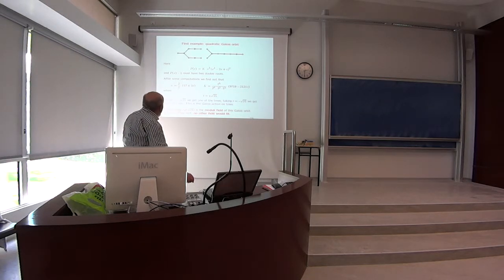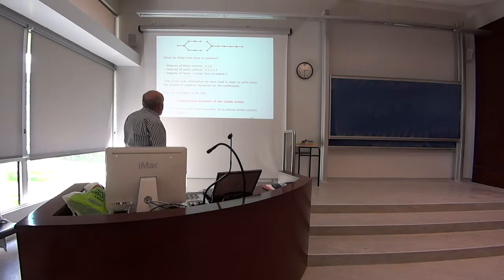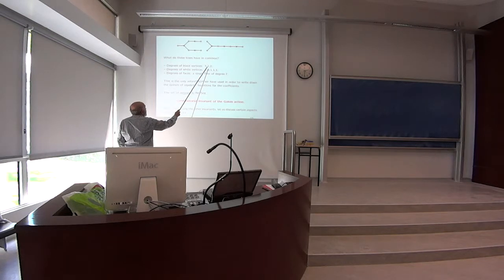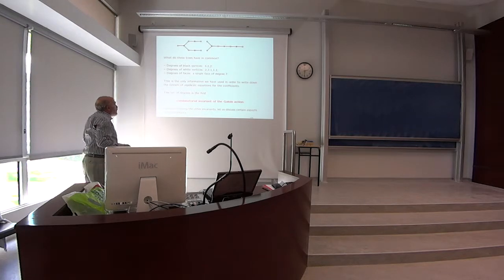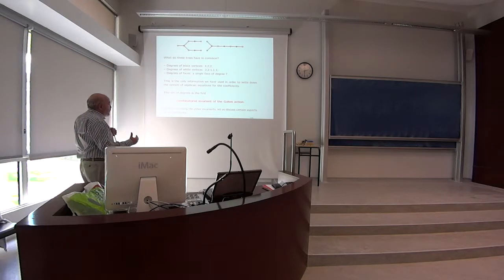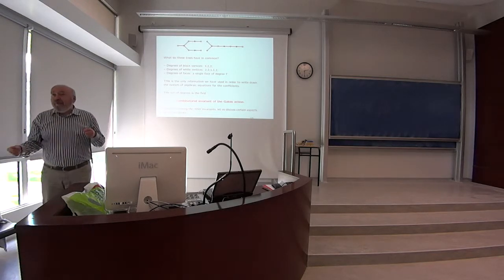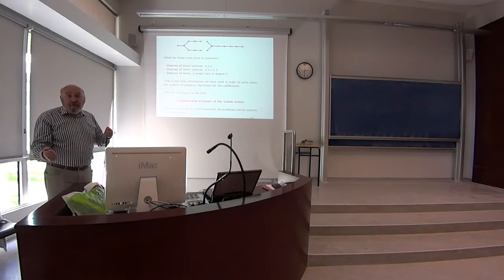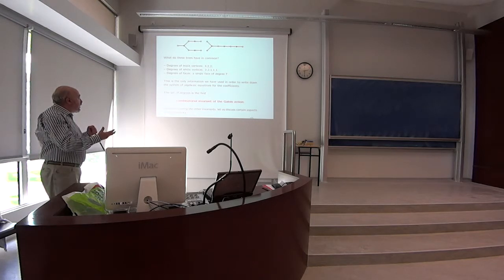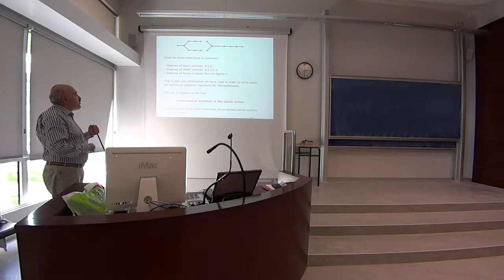Okay, so what do these trees have in common? They have in common the degrees of vertices. The same degrees of black vertices, 3, 2, 2. The same degrees of white vertices, 2, 2, 1, 1, 1. And the same degrees of the faces, because there is a single face of degree 7. This is the only information I used in order to write down my equations, my form of polynomials. So the set of degrees is a combinatorial invariant of the Galois action.